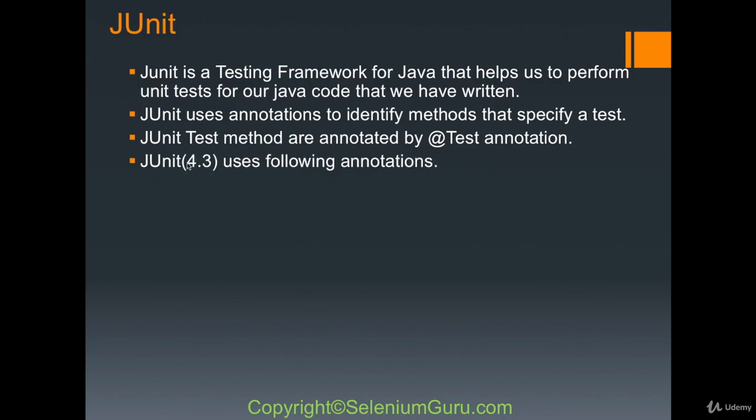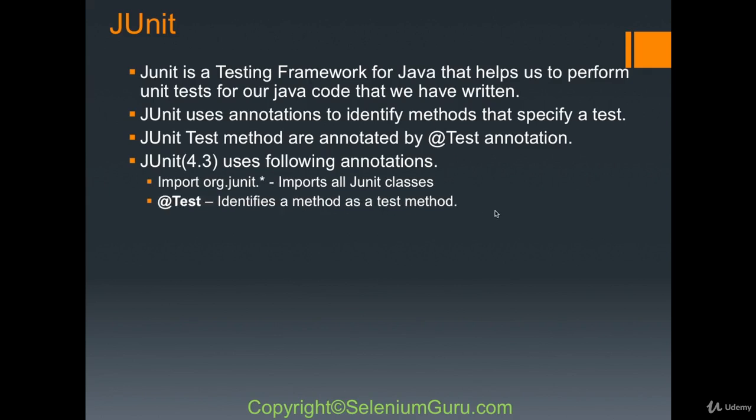JUnit 4.3 uses the following annotations. I'm saying 4.3 because that's the latest one right now. The JUnit version keeps increasing, as they keep updating the framework, so you might have more annotations, but these are the annotations here. If you want to import all JUnit classes, you do import org.junit.*, which imports all JUnit classes.